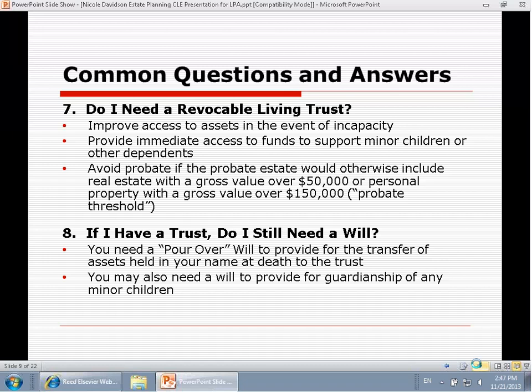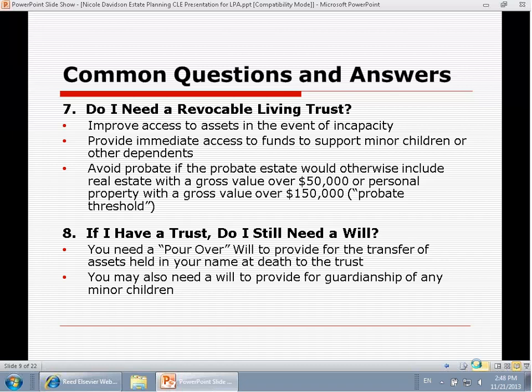The second reason to set up a revocable living trust is to provide for immediate access to funds. And mostly here I'm thinking to support minor children or other dependents. Their needs cannot wait for a court appointment. We don't want to have to go to a court to ask permission to pay for their bills or a family allowance. We want to be able to take care of them right away.